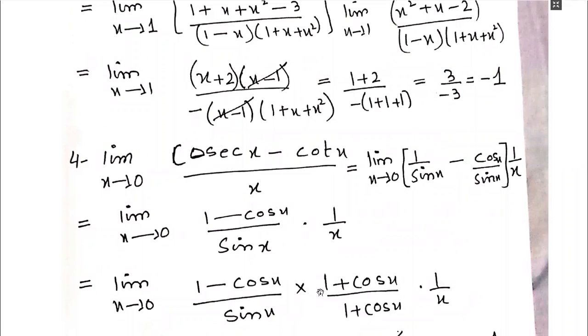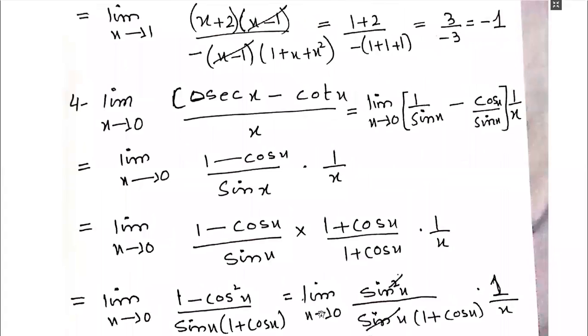It means rationalize: multiply and divide by 1 plus cos x upon 1 plus cos x, because here is 1 minus cos x, so we multiply by 1 plus cos x. If here is 1 plus cos x, then we multiply by 1 minus cos x. This is called rationalization. Now multiply numerators and denominators. In the numerator, a minus b and a plus b give a square minus b square, and the denominator is sin x (1 plus cos x), into 1 upon x is the same. Here is also 1 upon x.